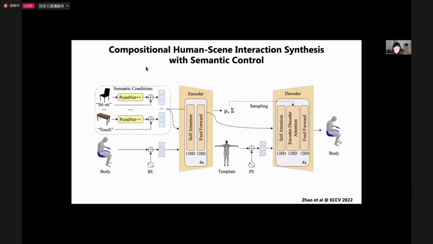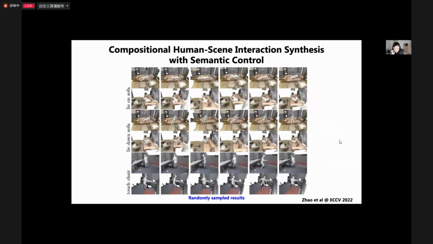So this point set represents the object. And the transformer is used to encode the object surface points and the human body surface vertices in a unified latent space. And the decoder outputs the posed human body with contact features from the sampled latent code. And at generation time, only the decoder and the conditional information are used. So here I show you some randomly sampled results, right?